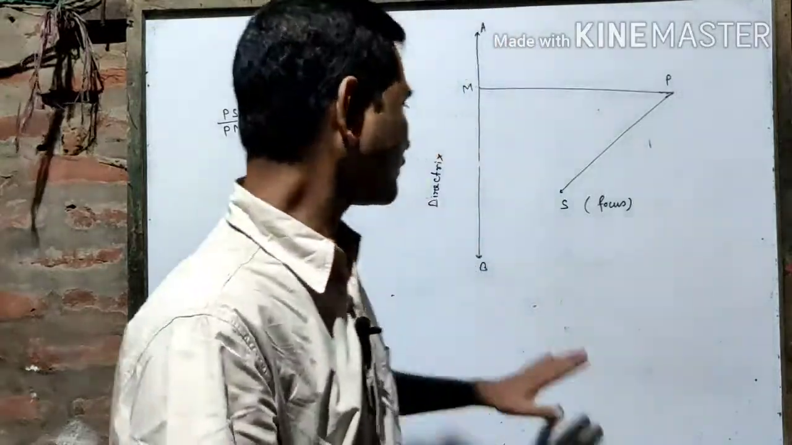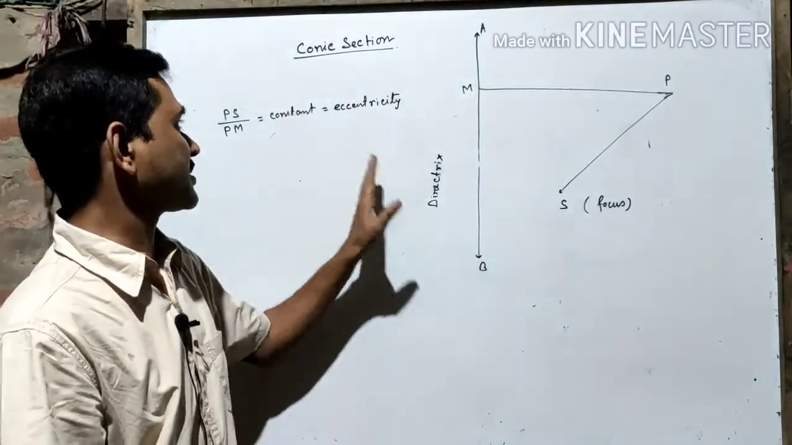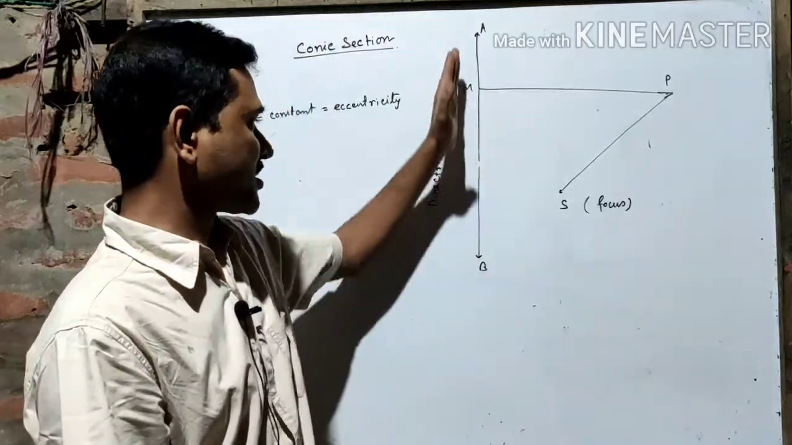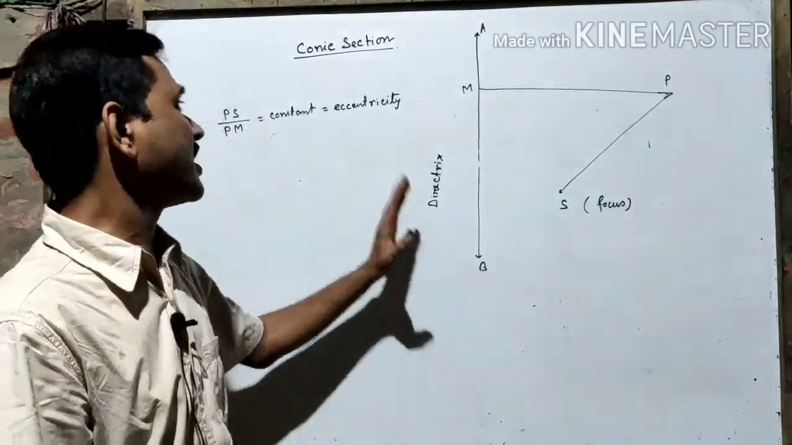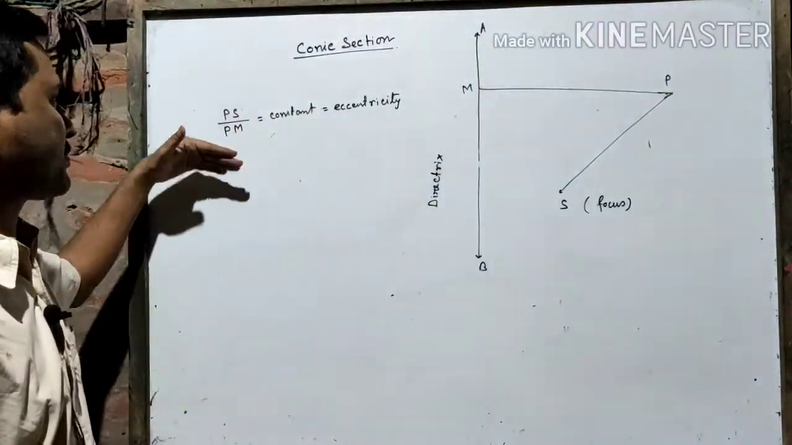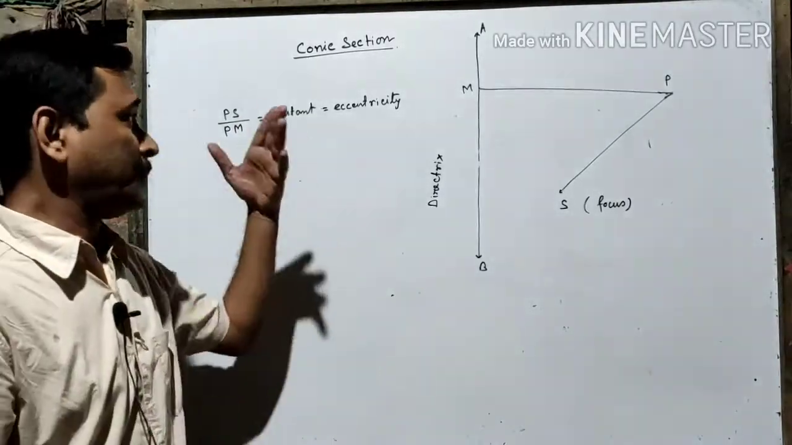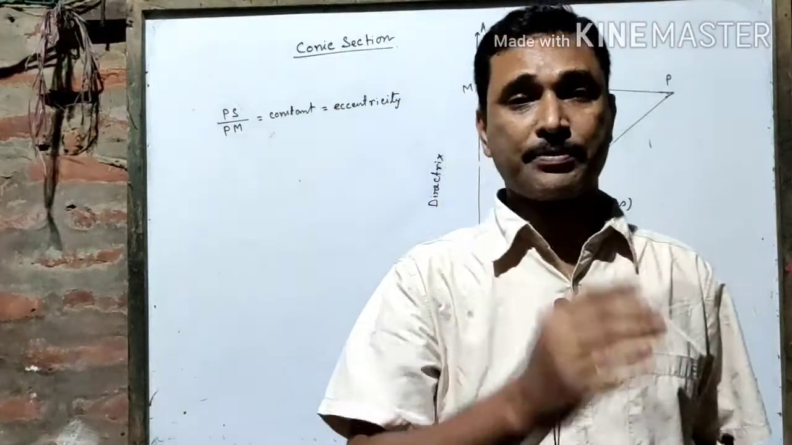Okay. So focus, directrix, eccentricity. The fixed point on the plane is known as focus. The fixed straight line on the plane is known as directrix, and the constant ratio of PS by PM is known as the eccentricity. Now, depending on eccentricity, there are three types of conics.